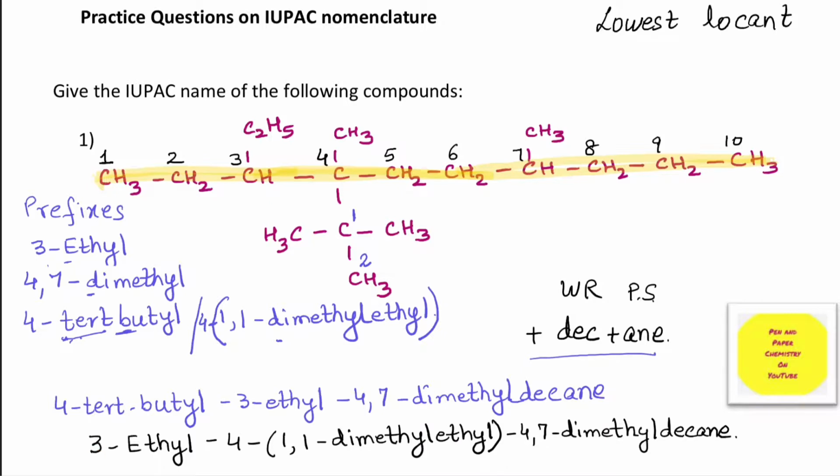Or if you are writing it as a branch to a branch, we will write it as 3-ethyl, 4, again a hyphen, 1,1-dimethyl ethyl, 4,7-dimethyl decane. Now here I was also confused, because this is also methyl, this is also methyl, ethyl. So what comes first? So I've taken it according to the E over here, dimethyl ethyl, dimethyl decane, right?